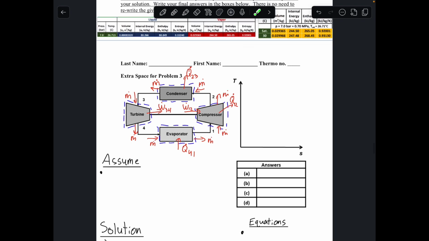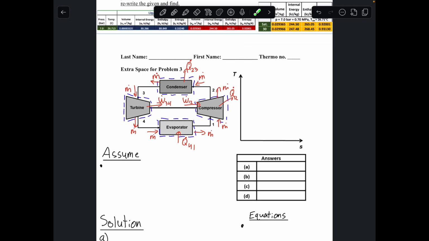So this is all the mass and energy interactions that we have here. So we can make some assumptions and then move on to the solution. For cycle problems, we usually treat them as steady state, steady flow problems. So I'm going to write SSSF for steady state, steady flow. We treat them as steady and nothing is changing over time. So we can eliminate all of the time-dependent terms in our fundamental laws.